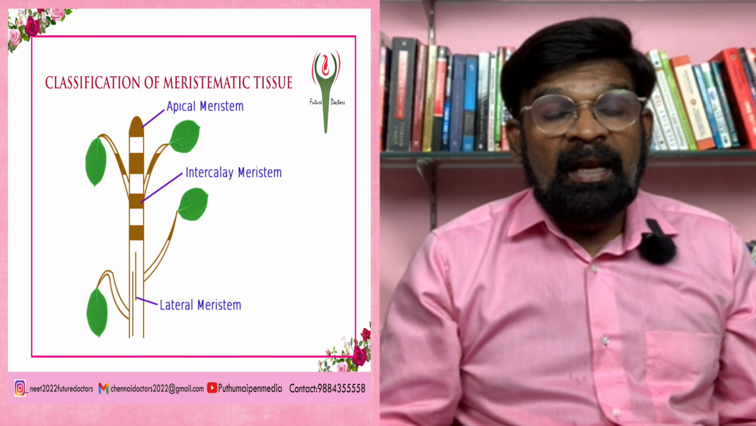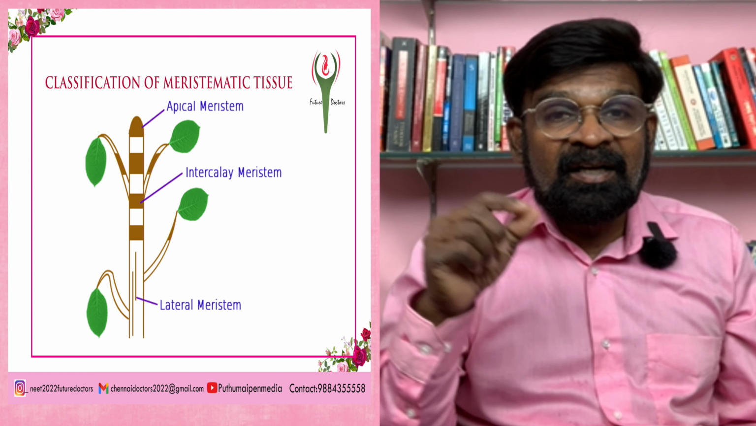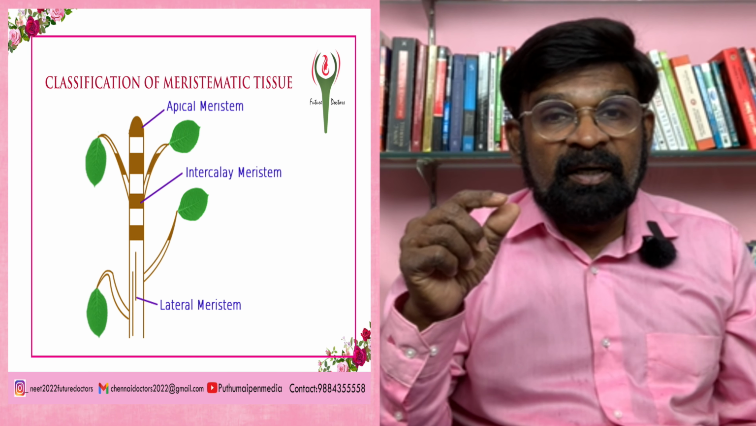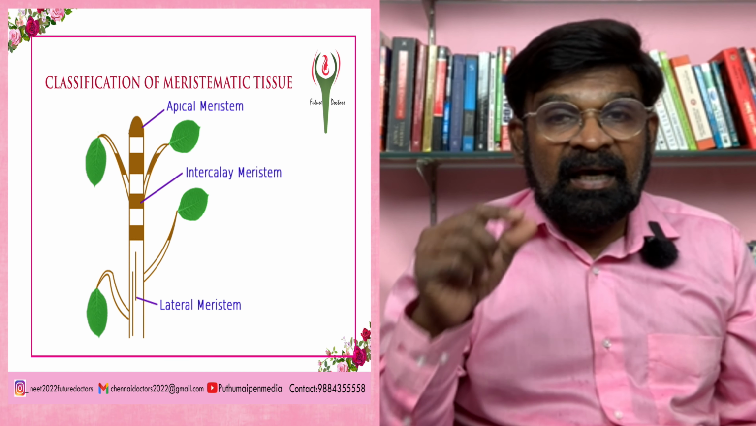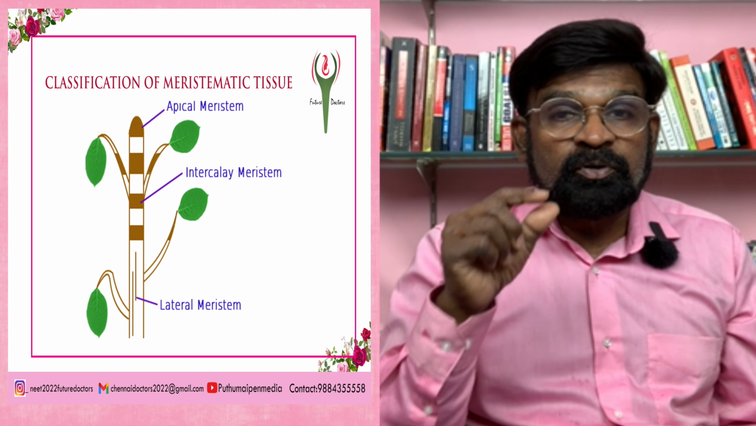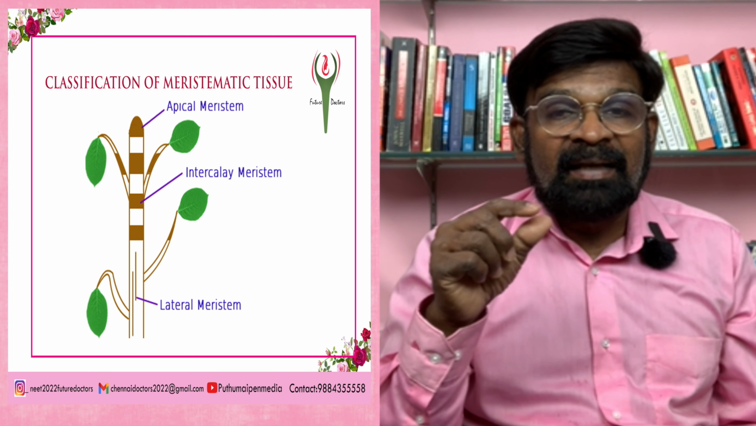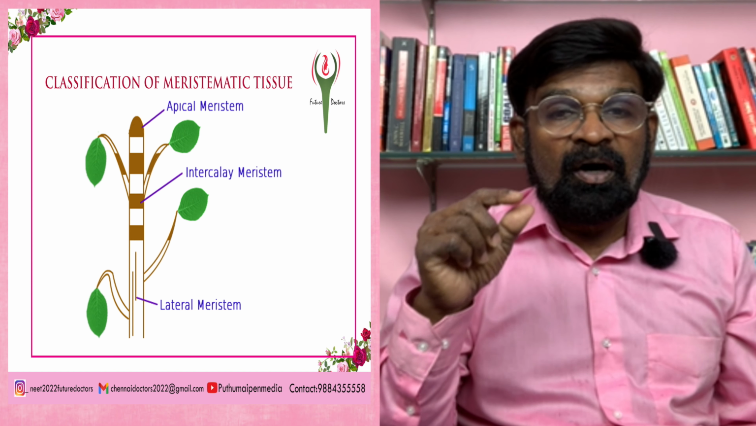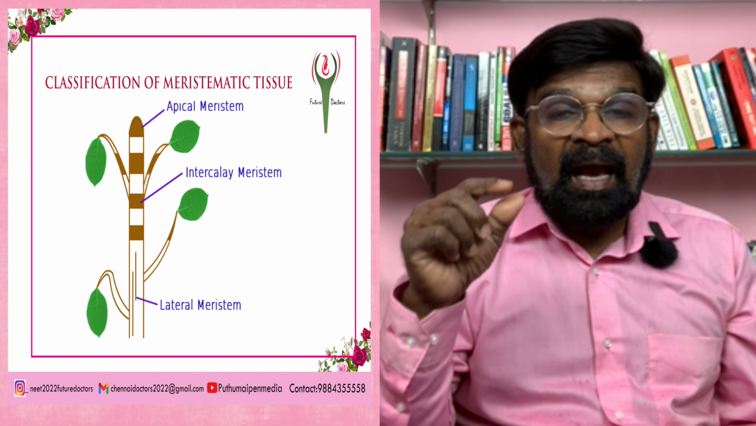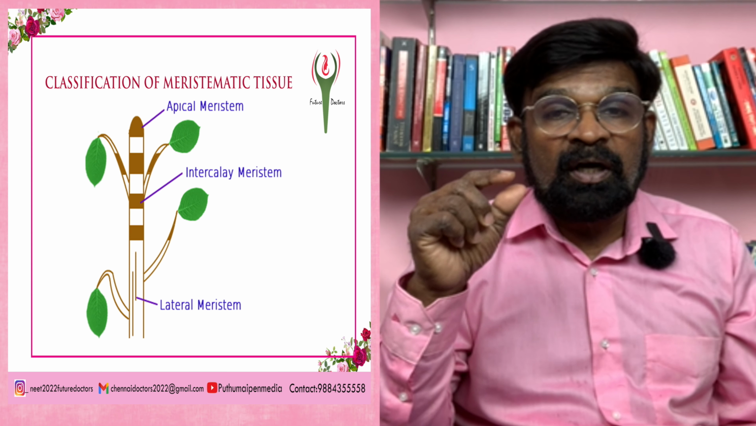Okay, let's look at the secondary meristem. These meristems appear in later stage of development in the plant body. They lie lateral in position in both the stem and root. Some examples of secondary meristem are cork cambium and interfascicular cambium.